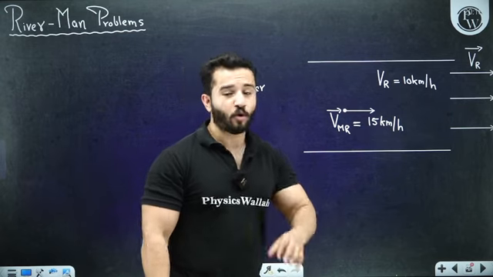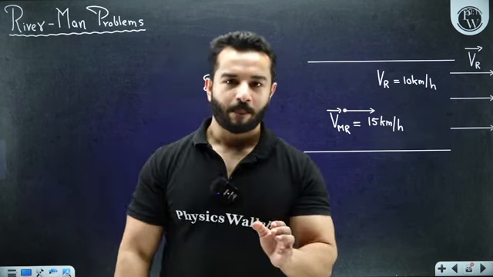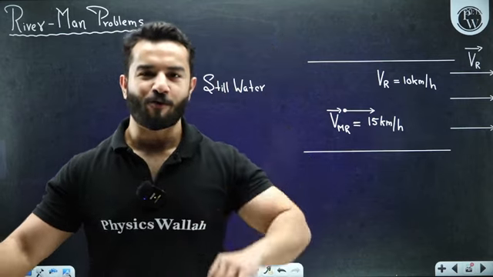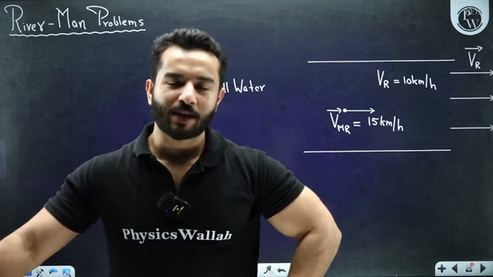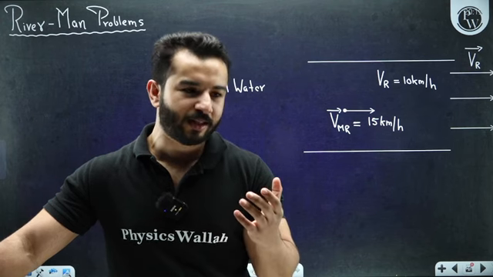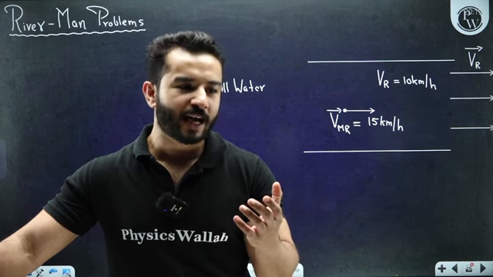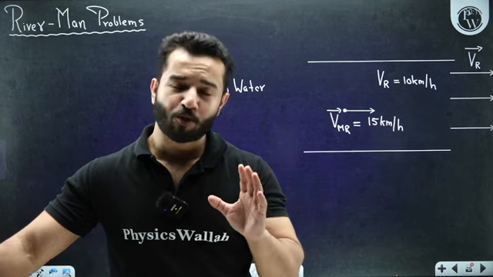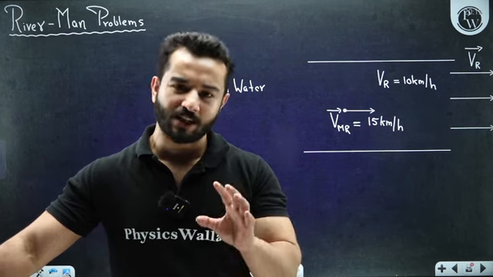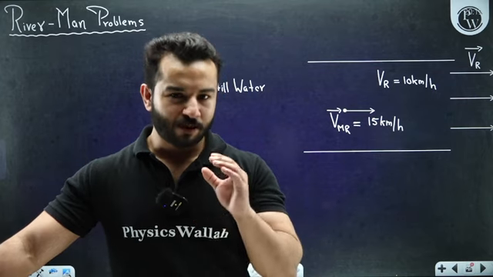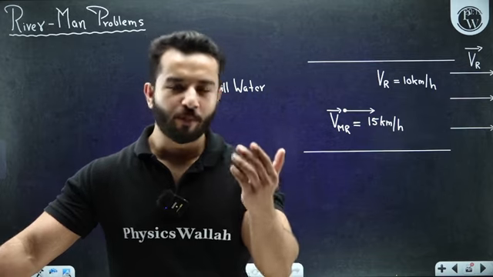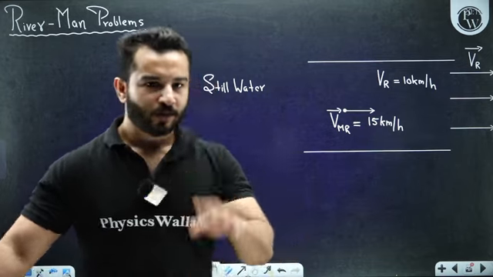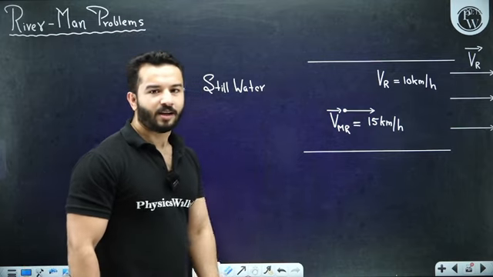Or if you are going to ask the man, obviously through a wireless mic, right? If you ask him, okay, with what speed are you actually swimming? He'll say, see, obviously I can't measure my speed, but I am swimming with my maximum capacity, and usually when I do that, my speed is 15 kilometer per hour. So my speed would be 15 kilometer per hour. That's what he will say.